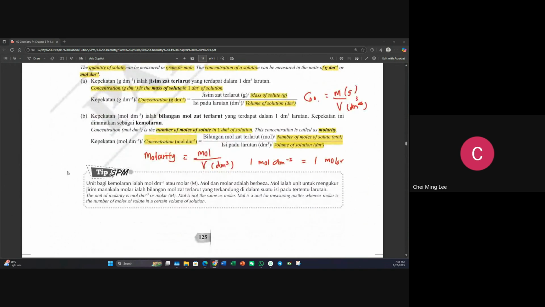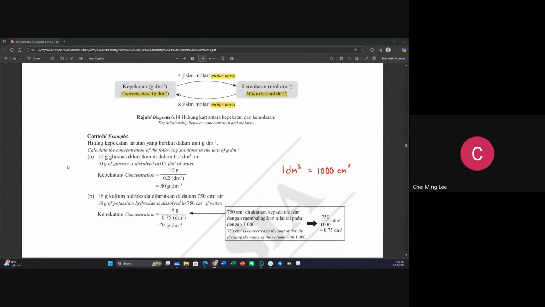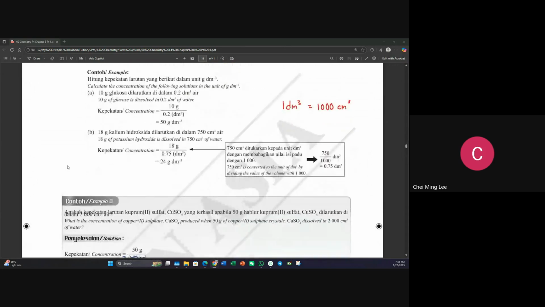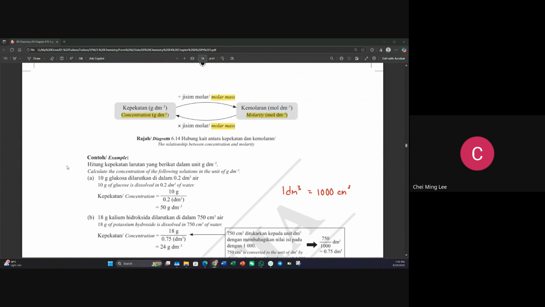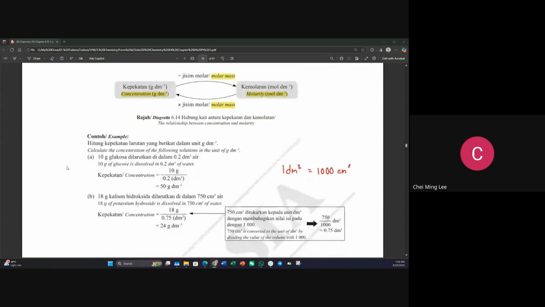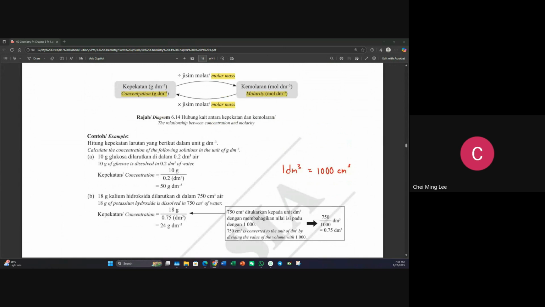Done, huh? So for concentration, if you want to get molarity, you just need to divide by molar mass. From molarity, if you want to get the concentration, you need to multiply by the molar mass. Molar mass means how much the mass of one mole is.